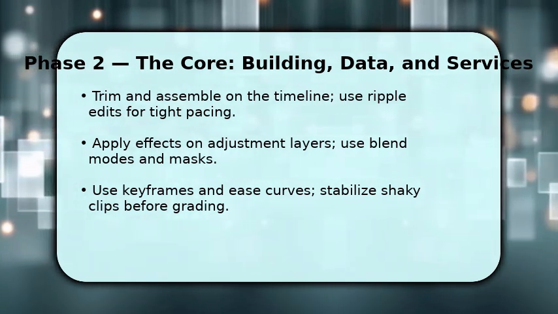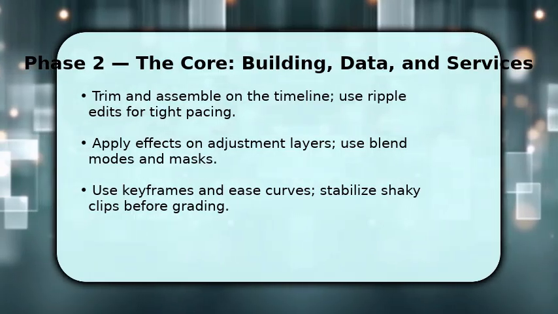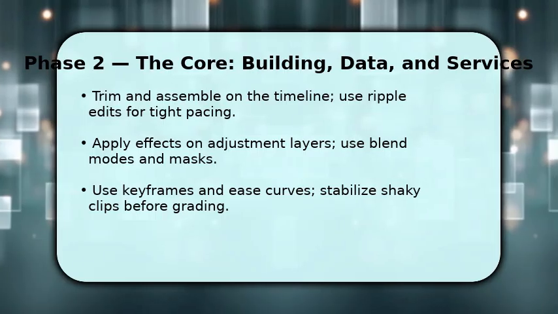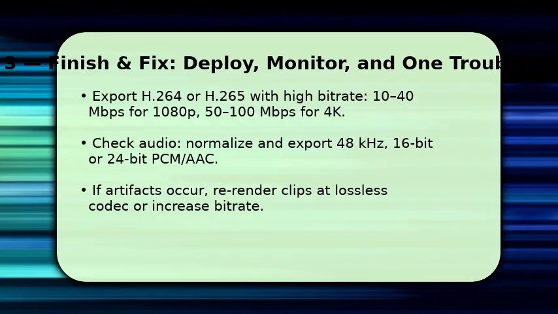You finish by exporting with settings that preserve quality. Choose H.264/H.265 and bump bitrate, 10-40 Mbps for 1080p, 51-100 Mbps for 4K, depending on motion complexity. Once exported, verify audio at 48 kHz and correct bit depth.